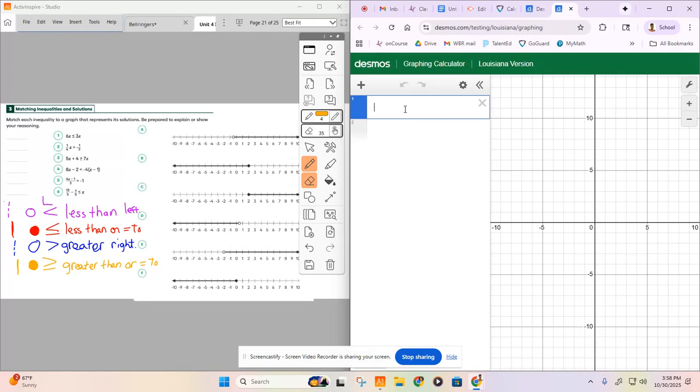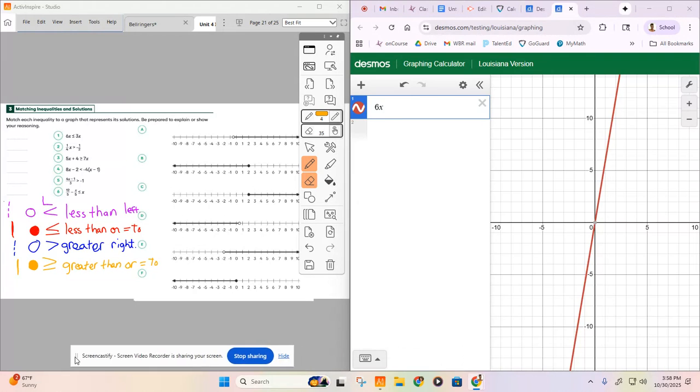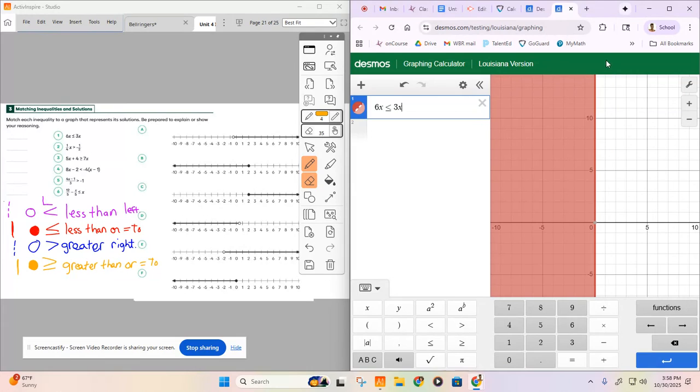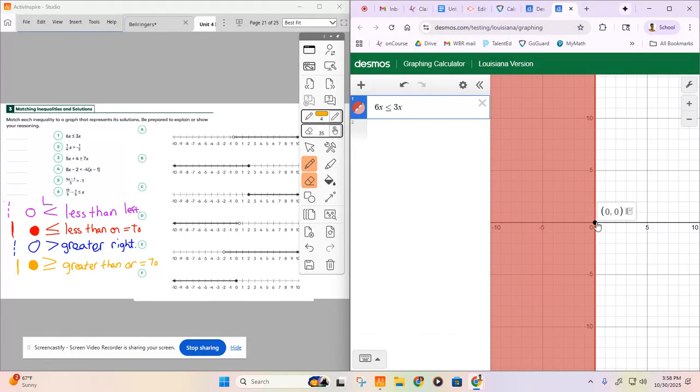So my very first one, I'm just going to type it in exactly as I see it. 6x. For that symbol, I don't have that on my keyboard, so I pull up the keyboard here, and I'm typing the less than or equal to 3x. My boundary line is the line that goes down, that vertical line. I see that it's solid and it's at the 0. So I'm looking for a solid dot on the 0, and it needs to be shaded to the left. So this has my solid dot on 0 right here.